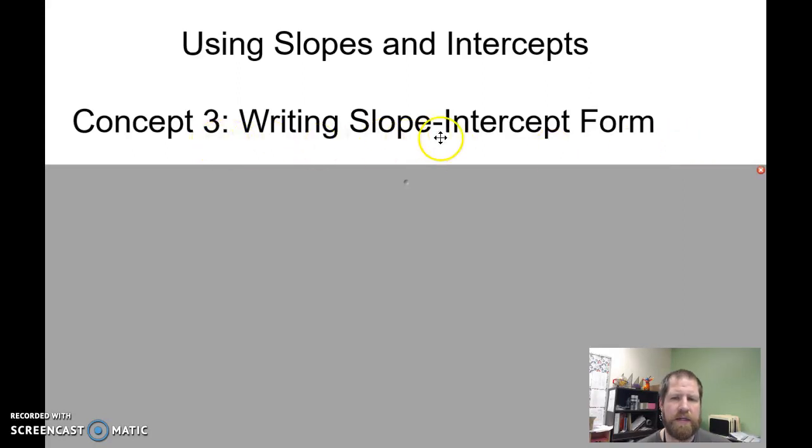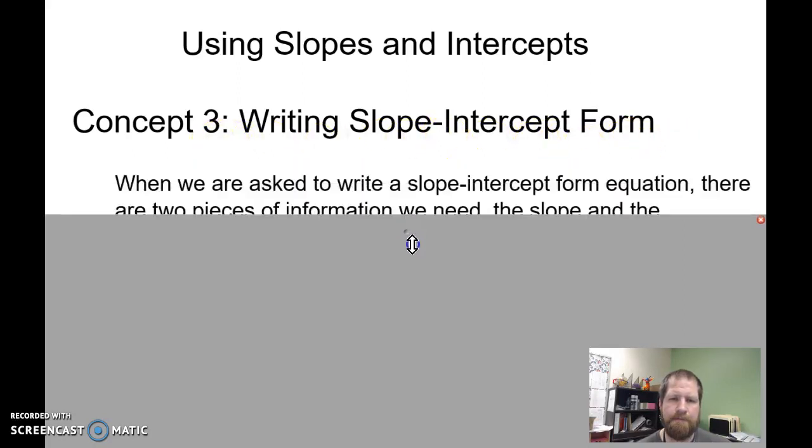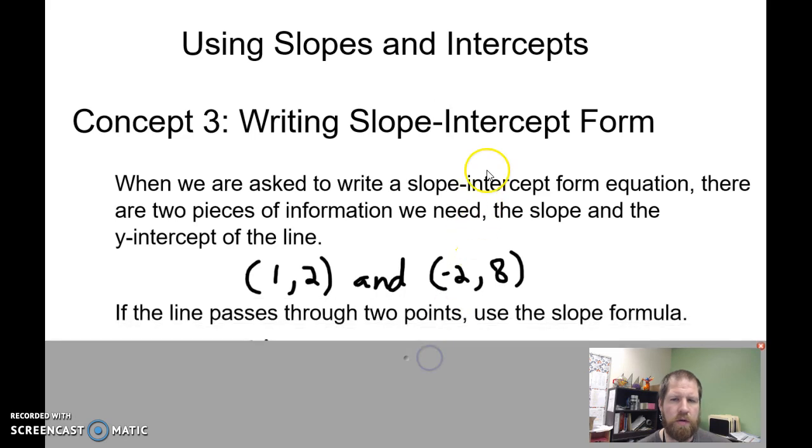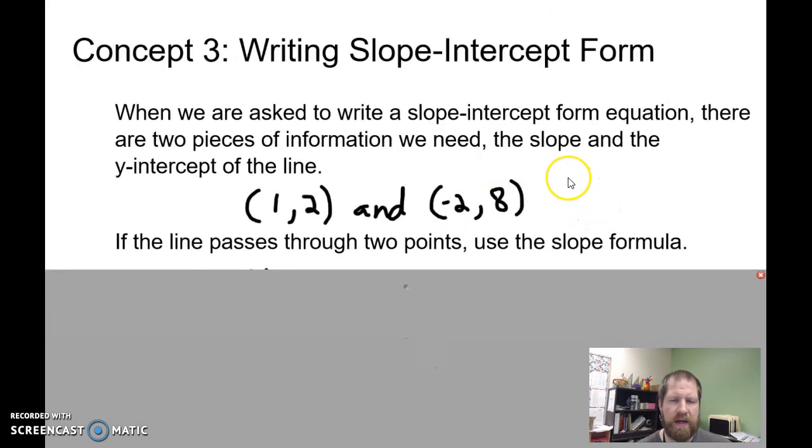Concept 3, writing slope-intercept form. Sometimes we're going to be asked to write an equation in slope-intercept form. And when we do, we need two pieces of information. We have to have the slope and we have to have the y-intercept.